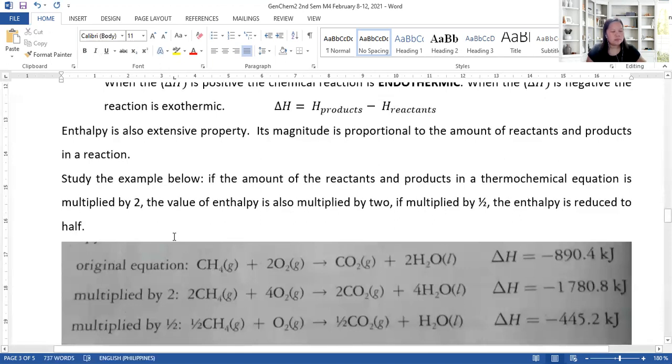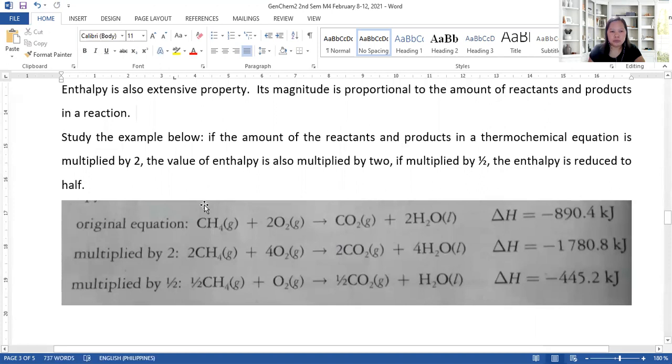The other content of this module can be found in your book, so you just have time to read those. Let us study the example here that you can also find in your book. It says here, if the amounts of the reactants and products in a thermochemical equation are multiplied by 2. So please, when you encounter a problem about enthalpy of a reaction, remember if it's multiplied by 2, or multiplied by 1/2, or not multiplied at all.